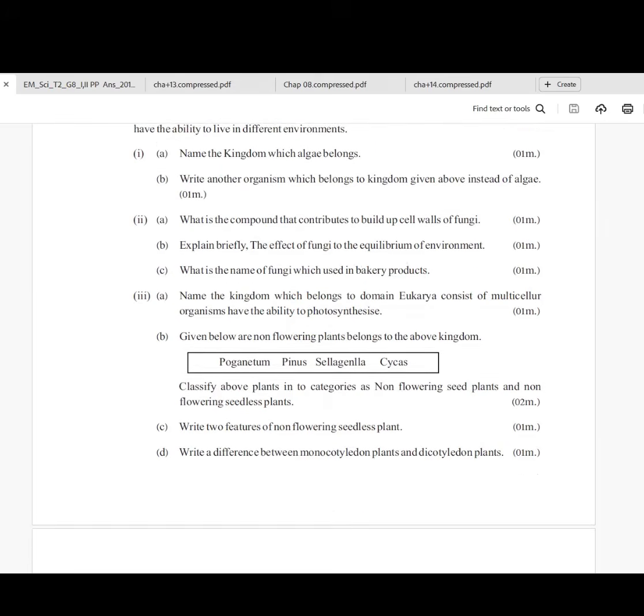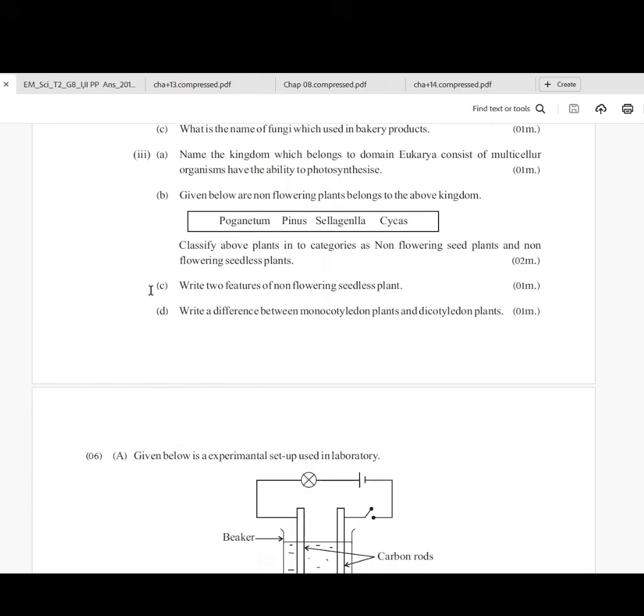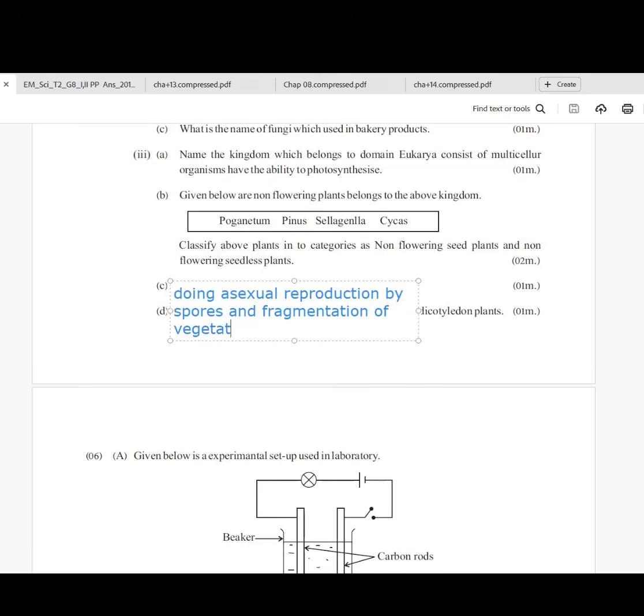Write two features of non-flowering seedless plants. Doing asexual reproduction by fragmentation of vegetative parts. Thalloid body or small fern types.